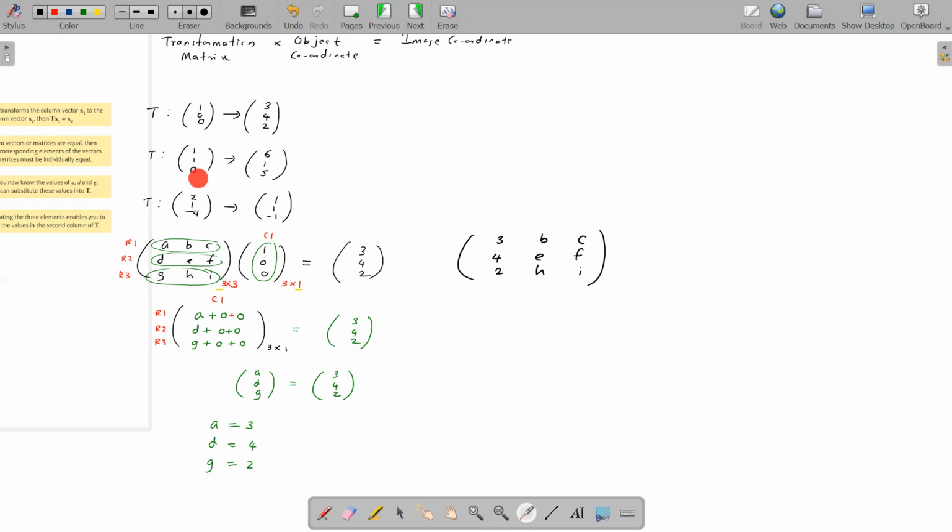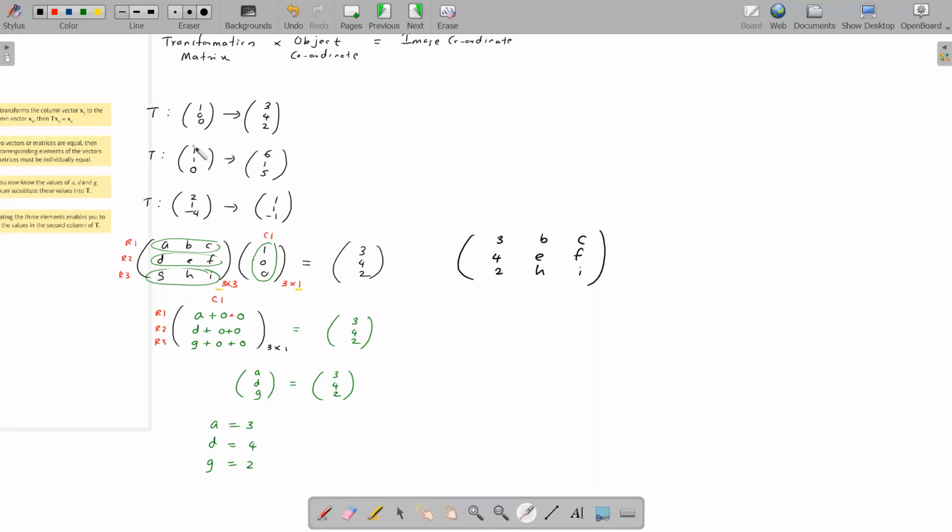It's 1, 1, 0. If this was 0, 1, 0, then your B, E, H value will be 6, 1, 5. Do you get what I'm saying? But since it's not, you'll have to definitely manually work with it. Okay?